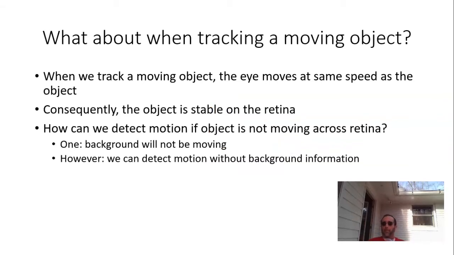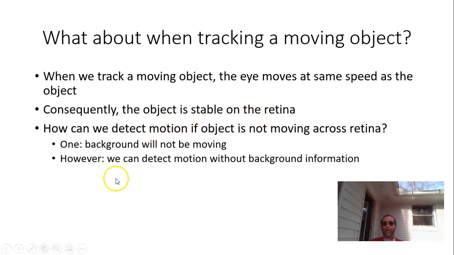Well, what about tracking a moving object? So let's say, like I talked about the coyote this morning. I could track the coyote as he moved through the woods. And I can track that coyote by keeping my eyes fixated on the coyote, and so as the coyote moves, my eyes move. And in this case, now we have the object kept stable on the retina, so it's not moving across the retina, but my eyes are moving.